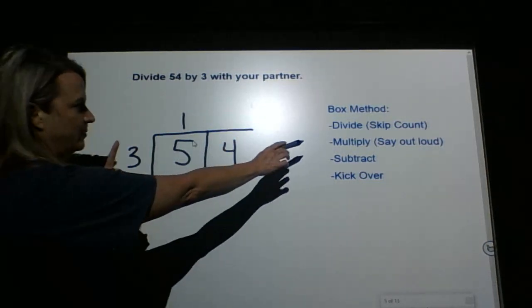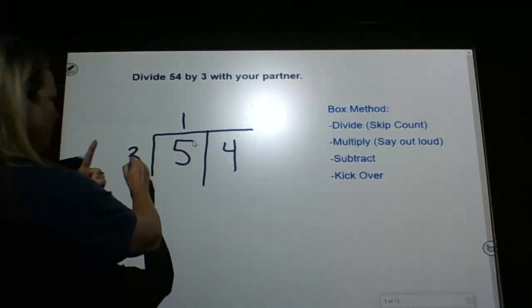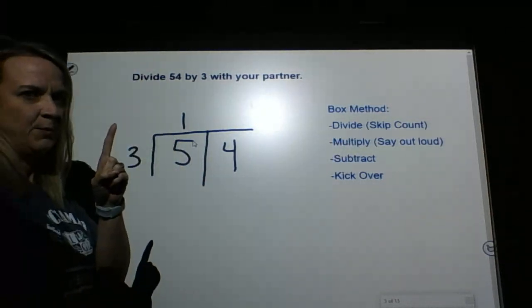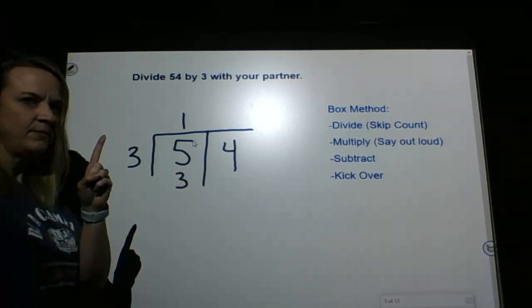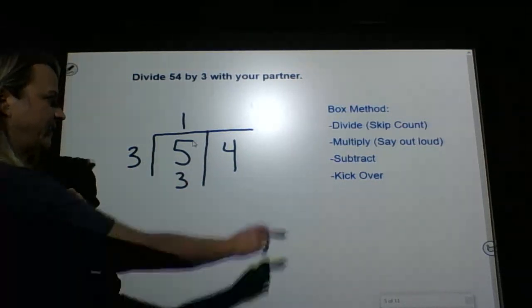Now, the next step says multiply. She also put say out loud. That's because you do 3 times 1. And when we were skip counting, we said 3. That number goes down here. Make sense so far? Next step, subtract.